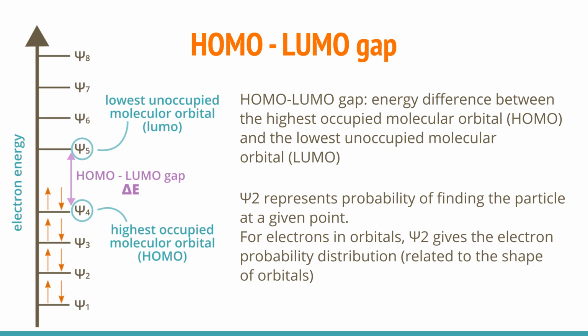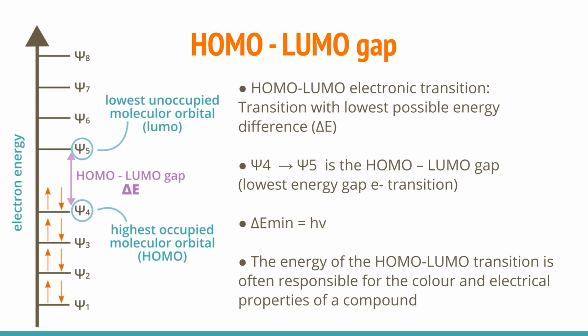The wave function, given Greek letter psi, describes the position of an electron in the orbital, and psi squared gives the electron probability distribution for electrons in each orbital and is related to the shape of orbitals.